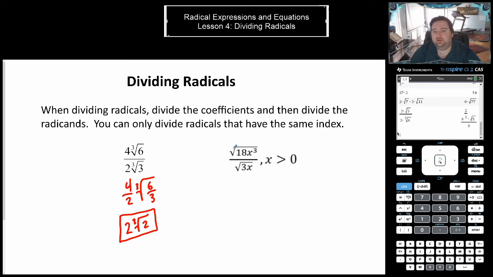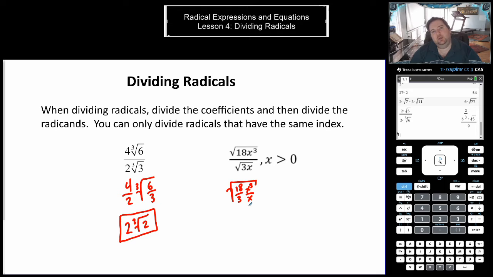All right, let's do the next one. We have the same index here. Again, we're going to put it under one radical here. And we're going to have 18 divided by 3. And we're going to have x cubed divided by x.